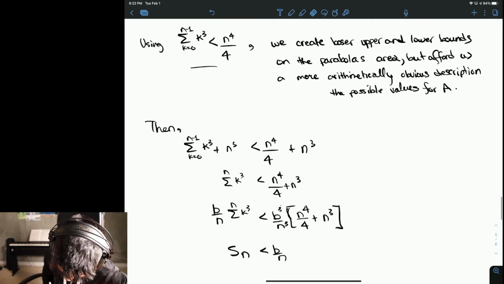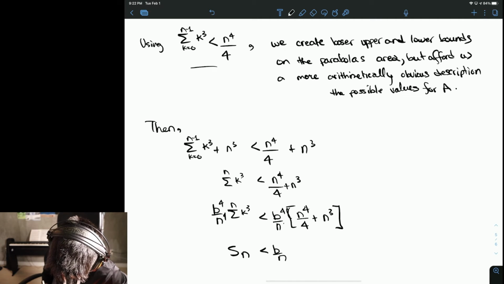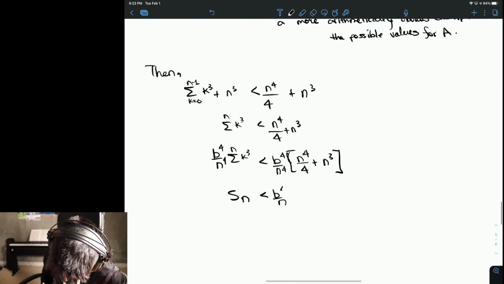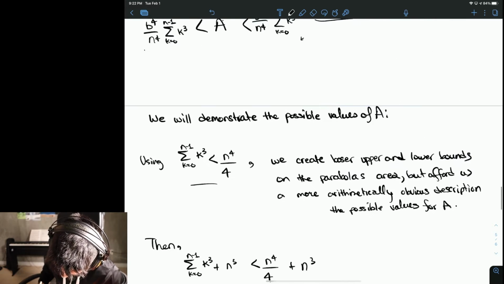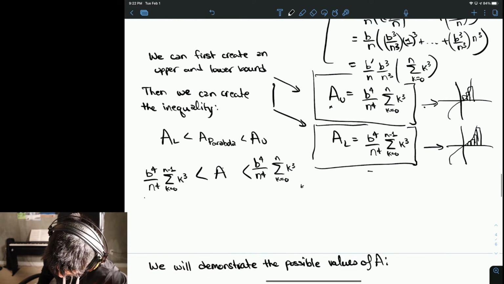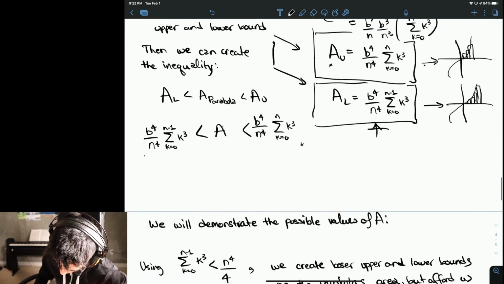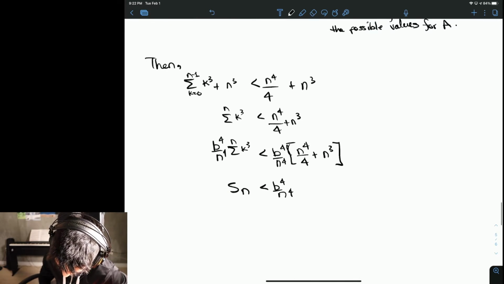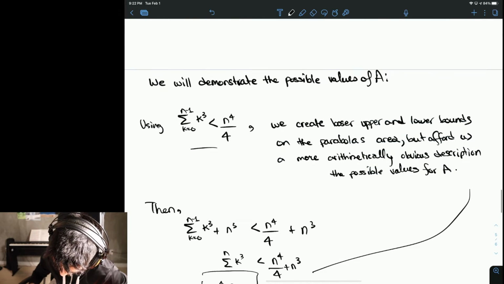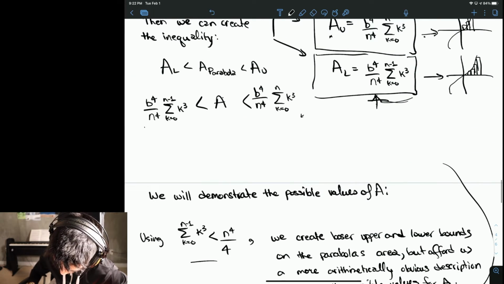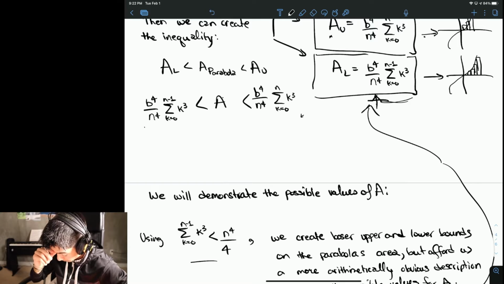I think it's actually, in our case, b4 over n4. Yeah. The b4 over n4 came from this constant term over here, where we factored out everything, right? So you can see that the upper and lower bounds are that same formula here, right?